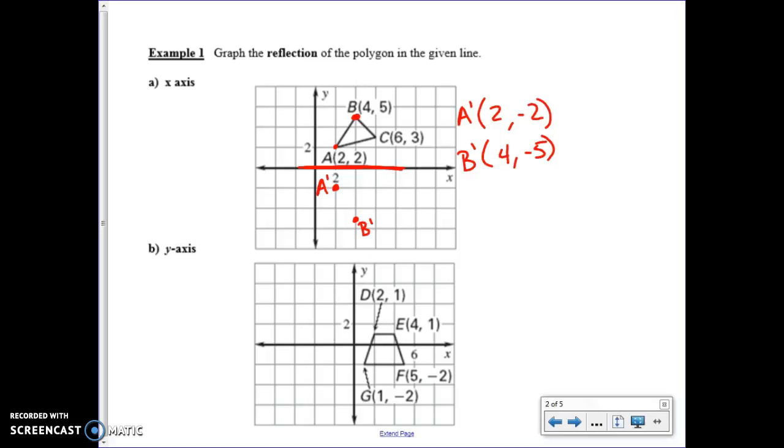Based on those patterns, if you look at the original points, I'm sure you can guess where C prime is going to end up. If it's flipping below, it should be at (6, -3). So we can draw in our dashed lines here.